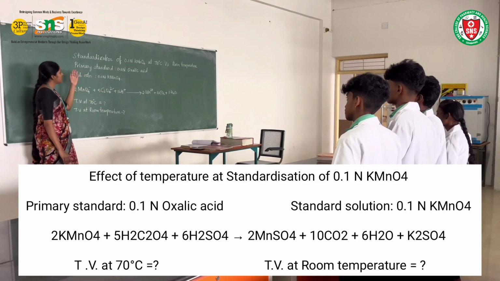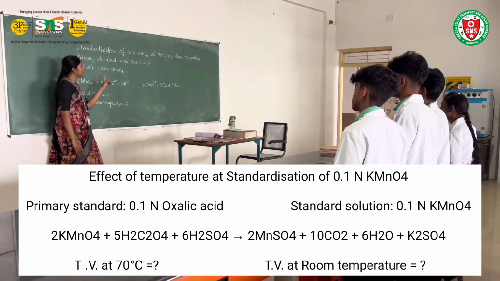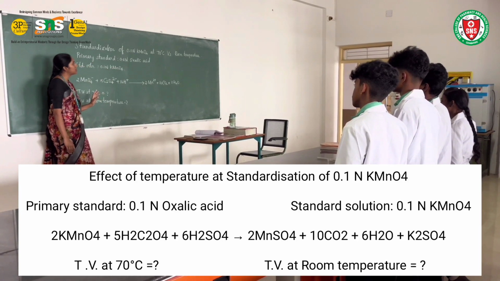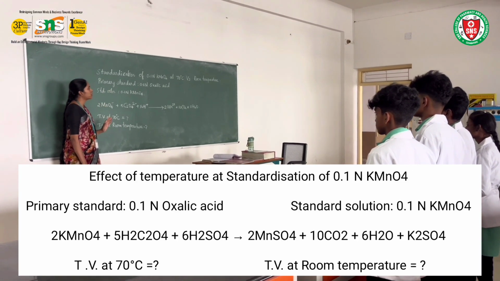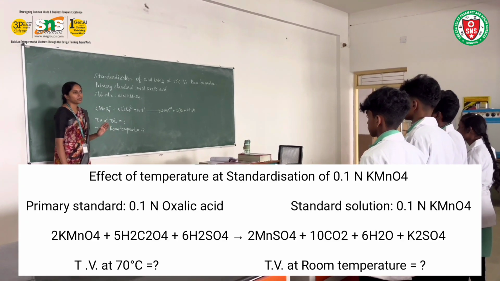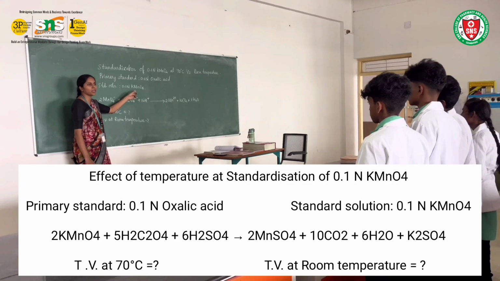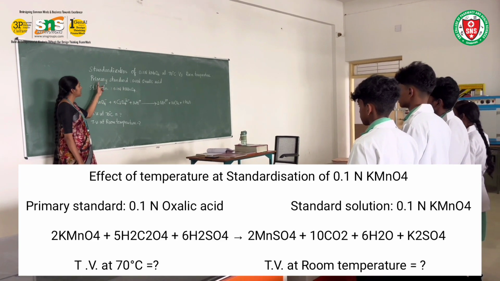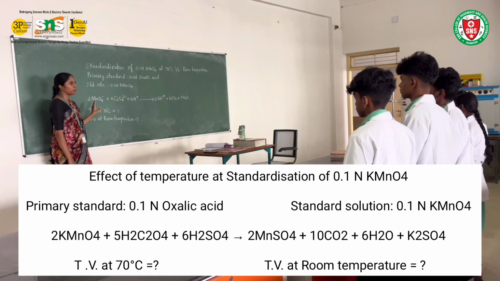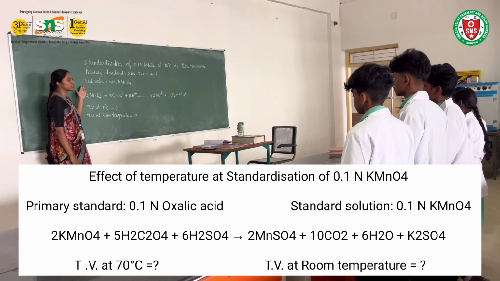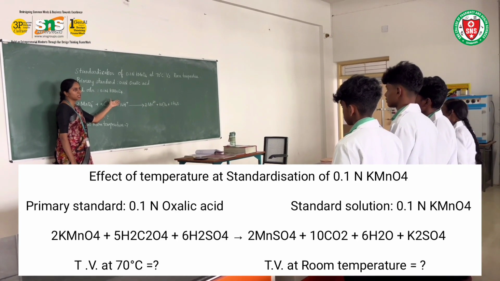So the case study is about the standardization of 0.1 normality potassium permanganate at 70 degrees Celsius versus room temperature. Here the primary standard is 0.1 normality oxalic acid. We are going to standardize the solution of 0.1 normality potassium permanganate using the primary standard 0.1 normality oxalic acid because it is a pure compound. And the solution we are going to titrate is 0.1 normality potassium permanganate.